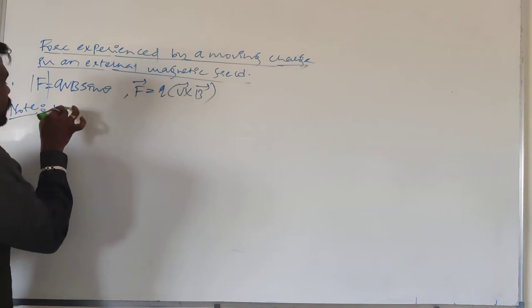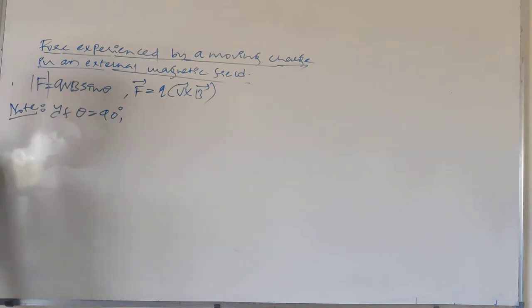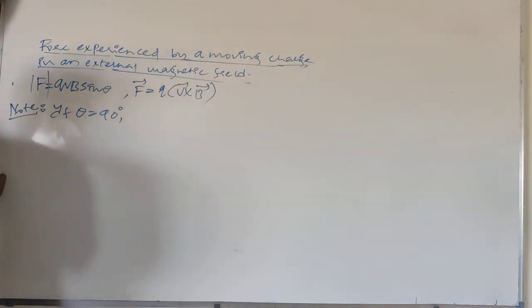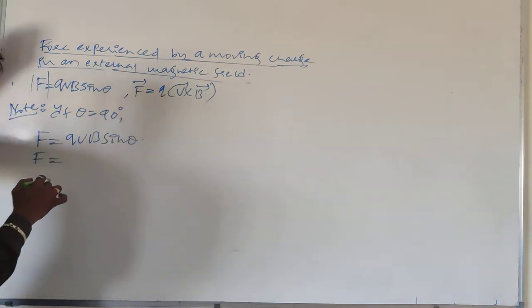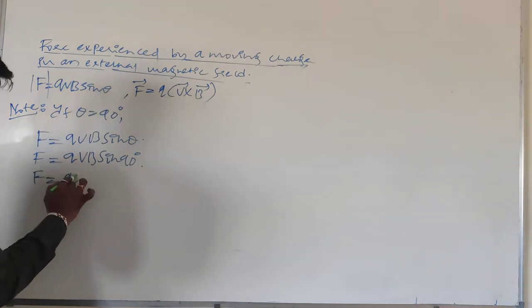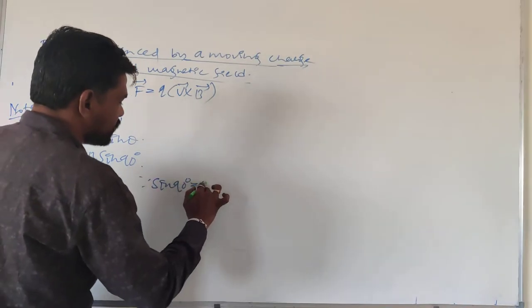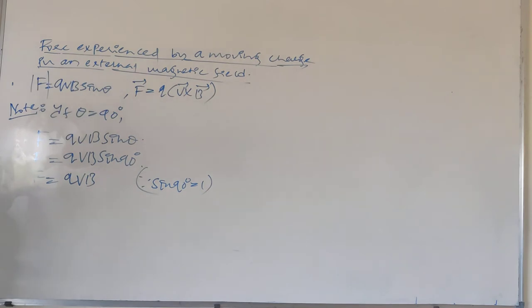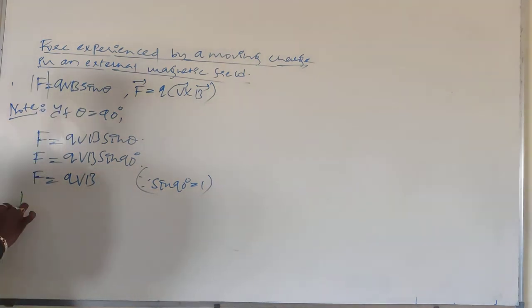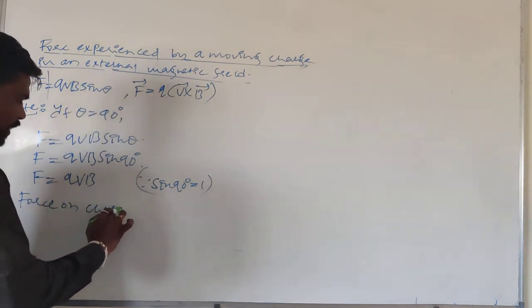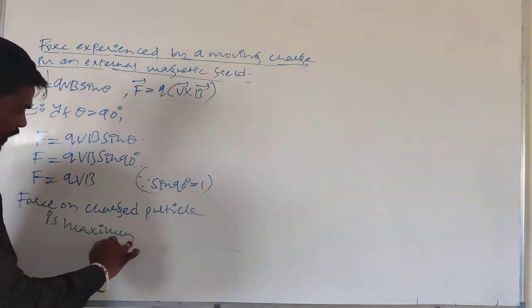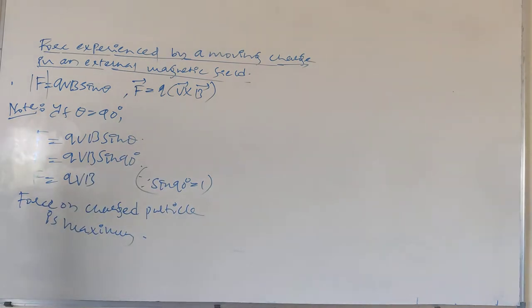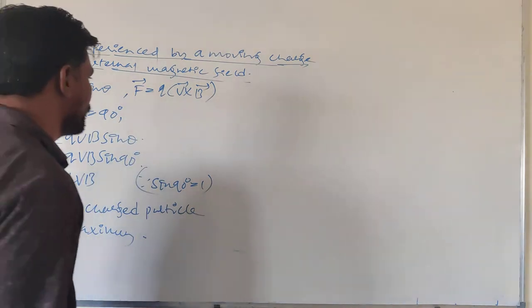Note, if theta is equal to 90 degrees, what happens here? F is equal to q v b sin theta, so F is equal to q v b sin 90 degrees. Here F is equal to q v b, because sin 90 degrees is equal to how much, students? 1. So the force on the charged particle is maximum. Got it?